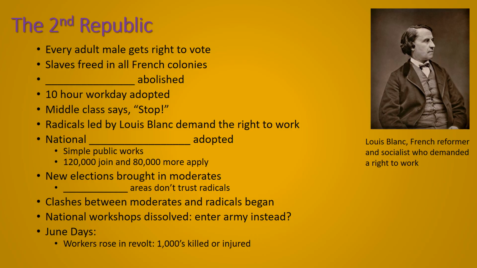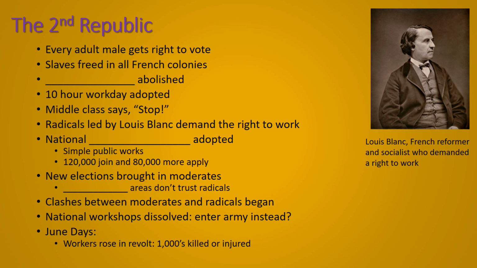Well, new elections are held and moderates are widely brought in. It turns out, and we saw this during the French Revolution, rural areas did not trust city folk. And city folk is where you found radicals like Louis Blanc and socialists. So those rural areas came back very moderate. And they're like, well, this seems a little too far. Why can't you just farm on the farm and get some food there? So increasingly, we're going to start seeing clashes between moderate bourgeois and moderate rural farmers and radicals.